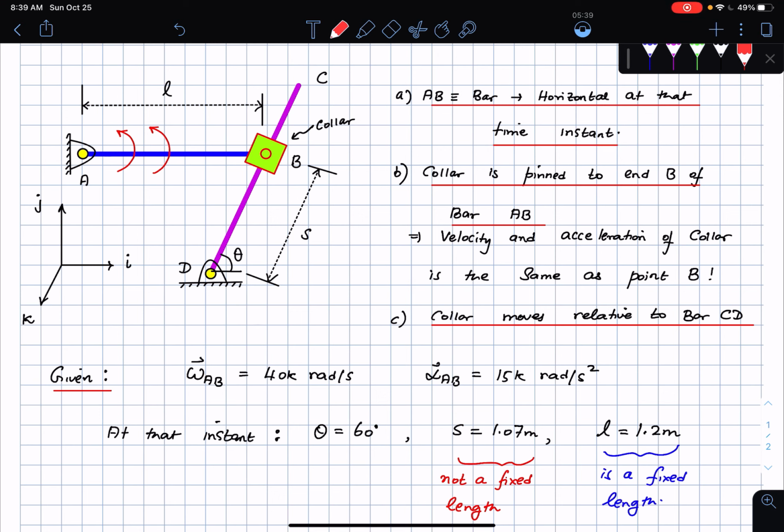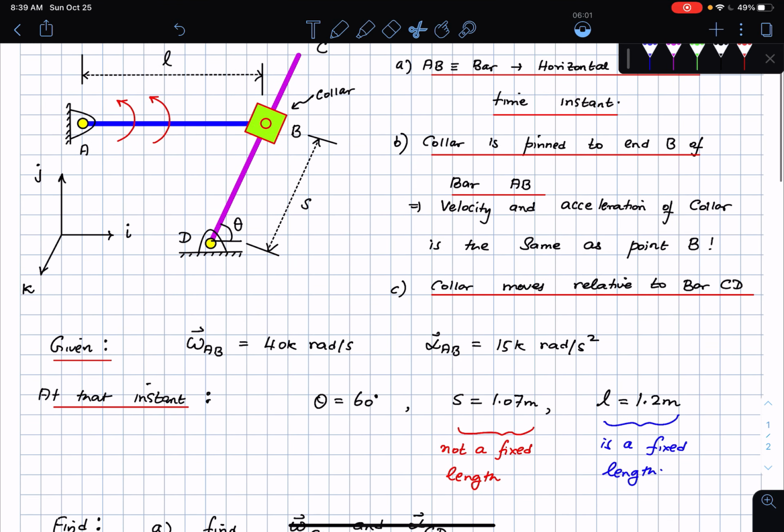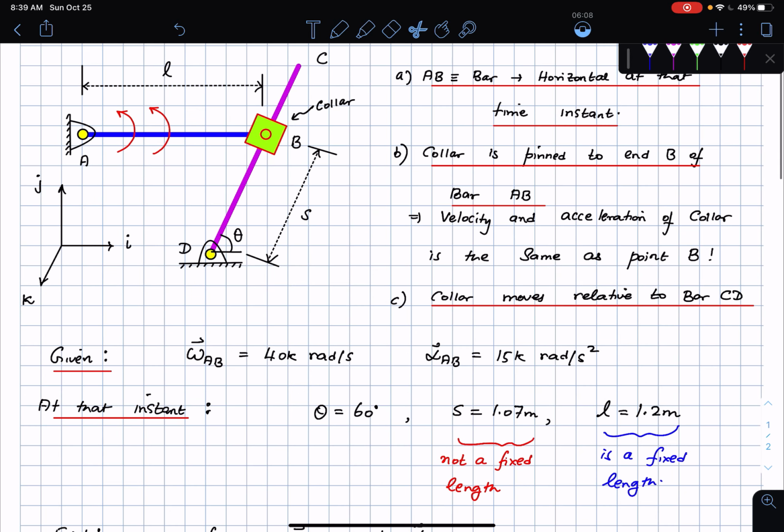The stuff that you're given is some geometric information at that instant in time. The angular velocity and all of these are instantaneous values. The angle, angular velocity, angular acceleration, and the distance between the collar and the point D are given. That distance is not a fixed length because the collar can slide relative to the bar CD. Then I have this length L, which is a fixed length, because the length from A to B is always going to be the same no matter what.